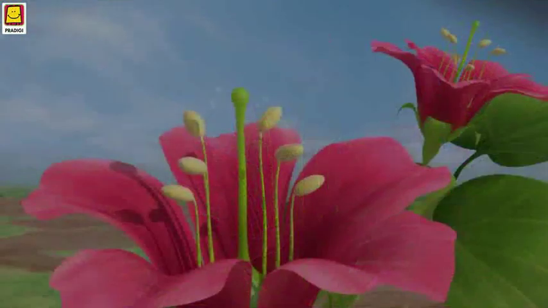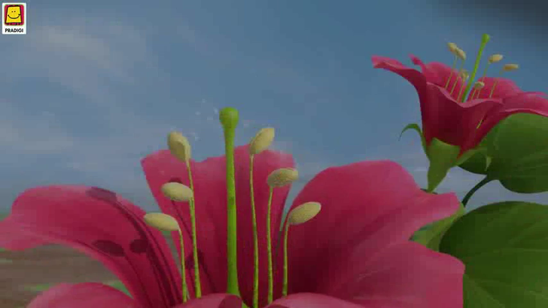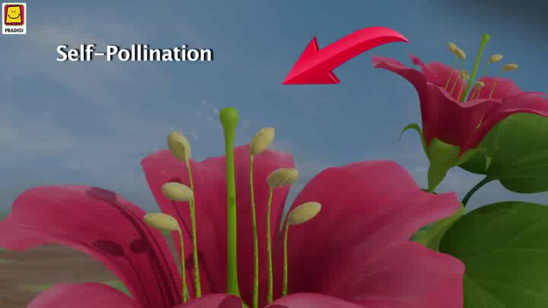In some plants, pollination takes place automatically. When the pollen grains of a flower fall on the stigma of the same flower or on the stigma of a different flower but on the same plant, it's called self-pollination.